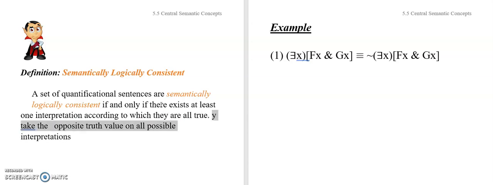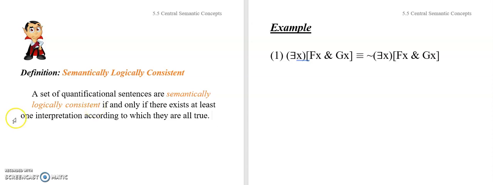So instead of just thinking about a pair, like two sentences, we can now think about 5 sentences or 4 sentences or 3 sentences, and we can ask whether all 3 or all 4 or all 5 of those sentences are jointly consistent, meaning is it possible for them all to be true at the same time, as it were? Is there at least one interpretation according to which they are all true? So let's look at an example of that.